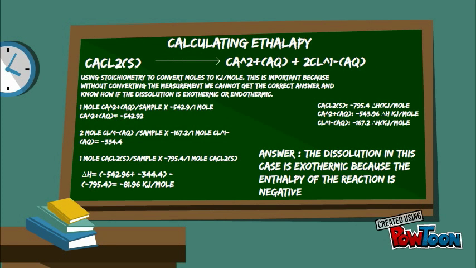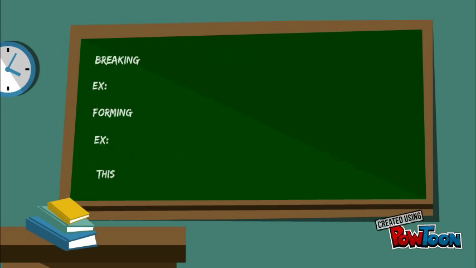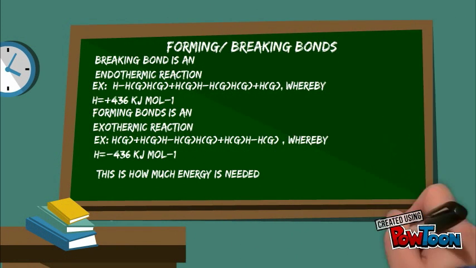Enthalpy. First, we have to use the problem below. Using stoichiometry to convert moles to kilojoules per mole. This is important because without converting the measurement, we cannot get the correct answer and know if the dissolution is exothermic or endothermic. Solving the equation, we get negative 81.96, and the answer is exothermic because the delta H is a negative number.